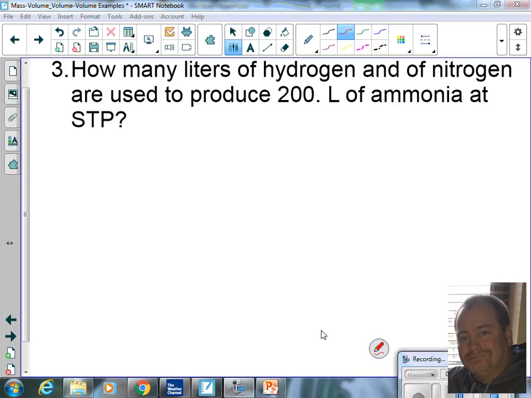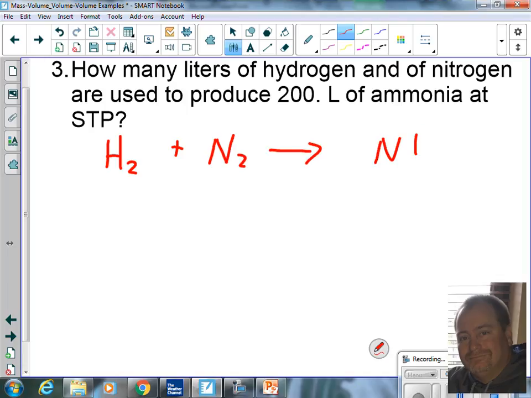Balanced chemical equation, need to start with. So, we are taking hydrogen, combining it with nitrogen to give us ammonia. So I'm going to need to balance that. That balances my nitrogens. That balances my hydrogens, correct?